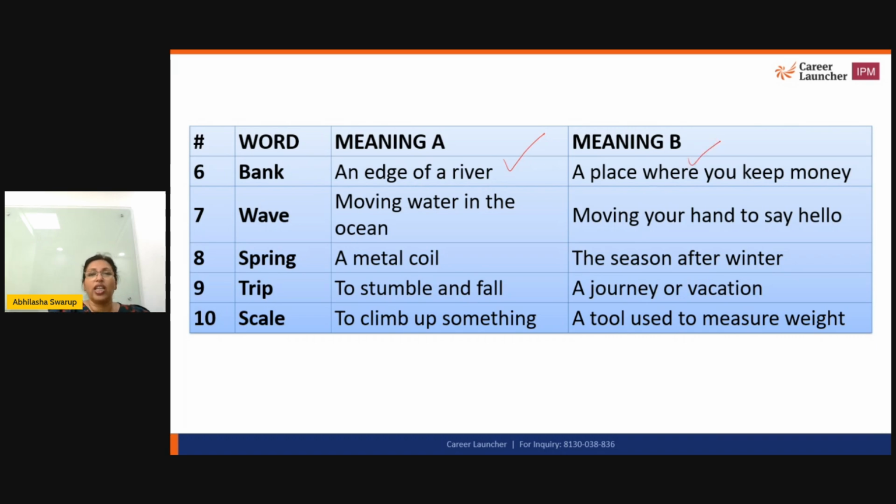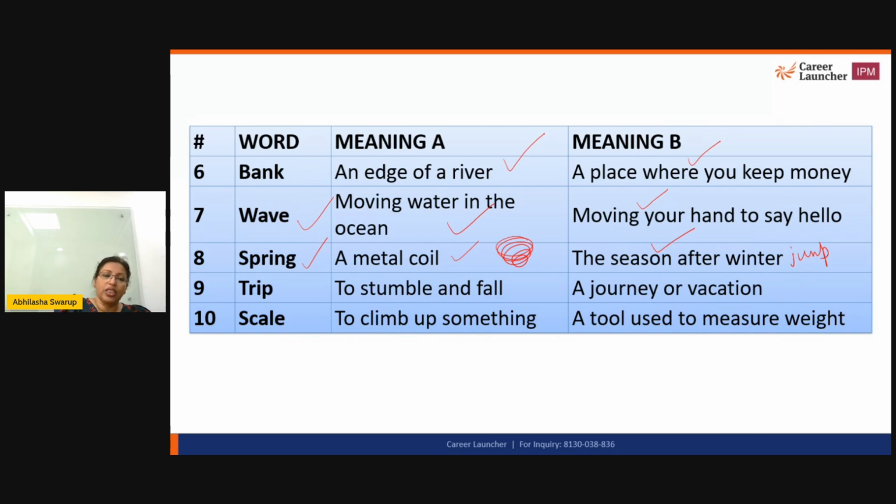So we were discussing today that you should have two bank accounts. So two places where you would keep your money, one for online transactions and one for keeping your money. The other bank is the edge of a river, so the river bank is overflowing today. Wave. Moving water, of course you know wave of the ocean, and wave is this also. Spring. Spring is a metal coil. Also the season after winter, so summer, winter, spring. Also spring means to jump. So there is the verb form also, which is spring. The lion sprang at the deer.